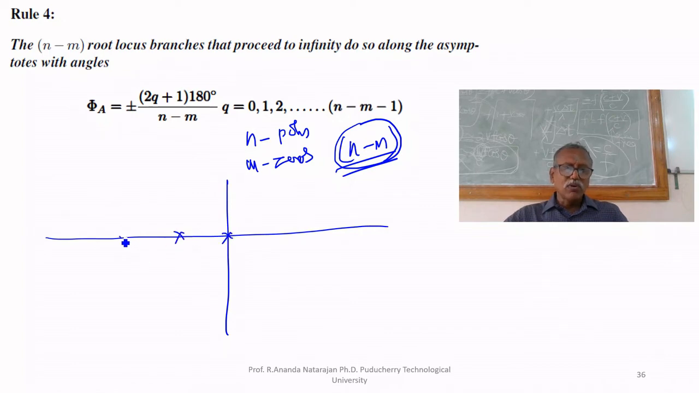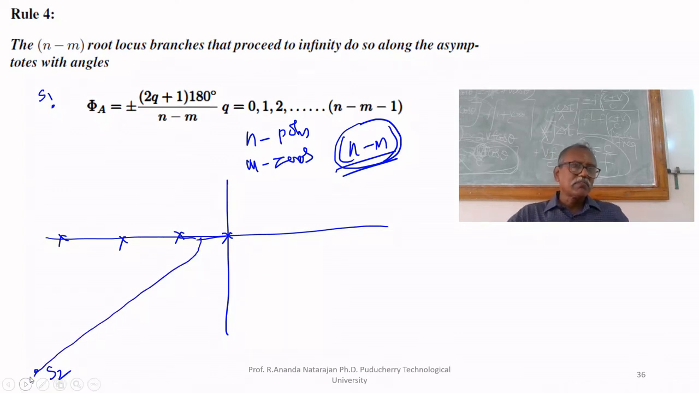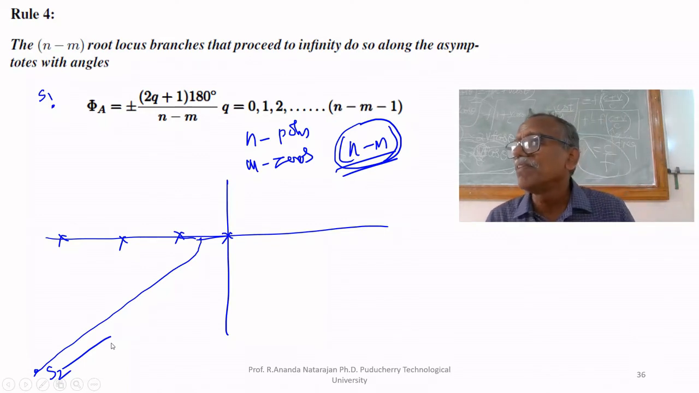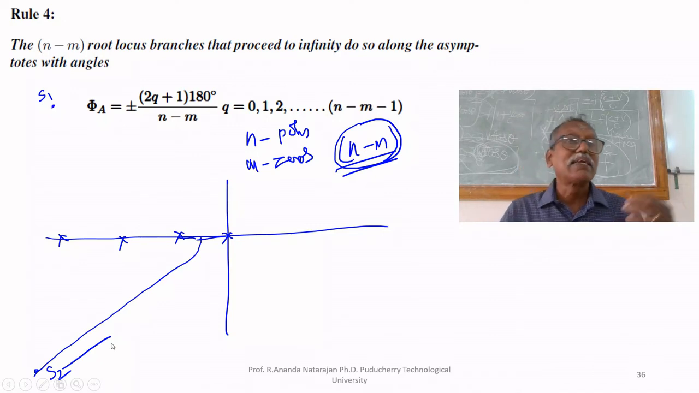Here one pole, here one pole, here one pole, here one pole. Here one branch ends at infinity. S1 is at infinity, S2 is also at infinity. The root locus branches start here, approach each other, and go to S2 at infinity. So if you draw a line parallel to this line, that is called an asymptote, because this parallel line will meet the graph at infinity. Asymptote means tangent at infinity.